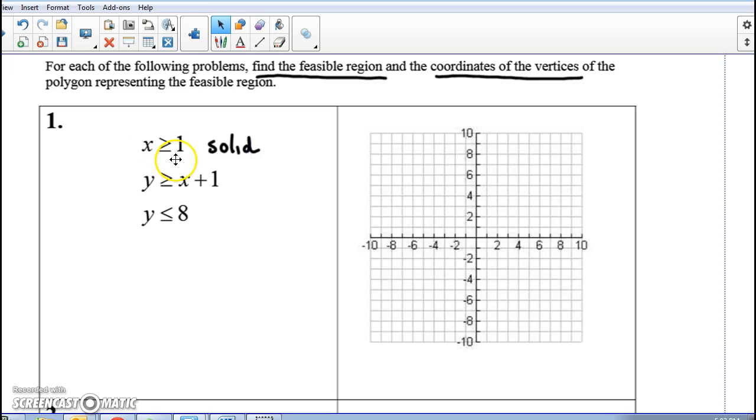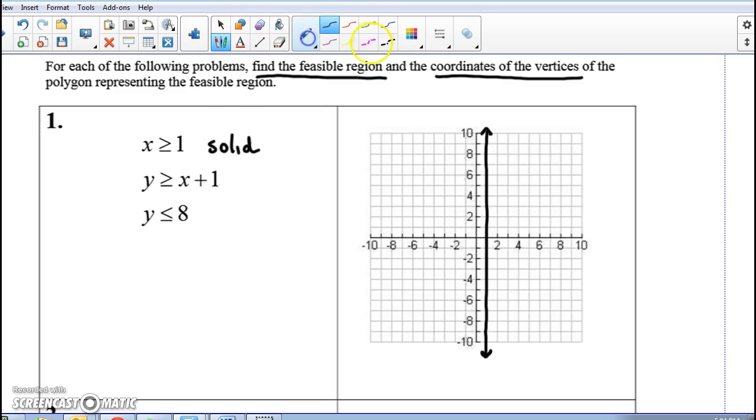So x is always on the x-axis, straight up and down. So we're going to go to 1 and we're going to draw a vertical line at 1. It's a solid line because it's equal to. And then we want greater than. So with your colored pencil, you want to shade to the right. Everything greater than 1 means 2, 3, 4, and so forth.